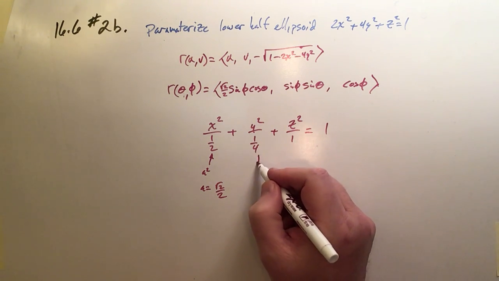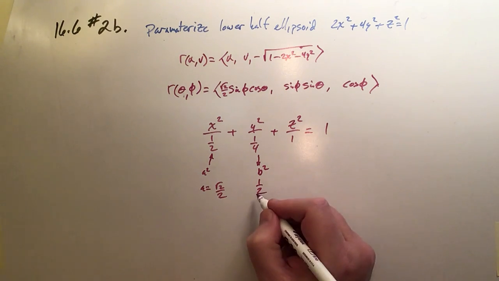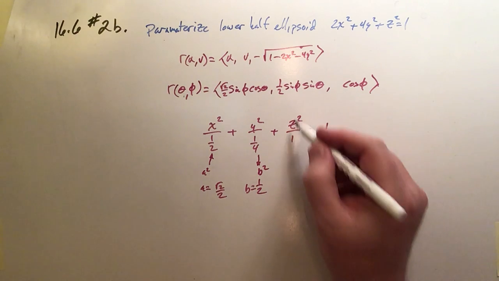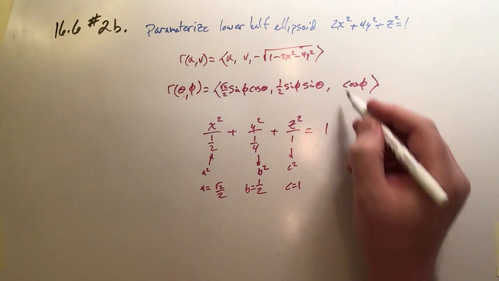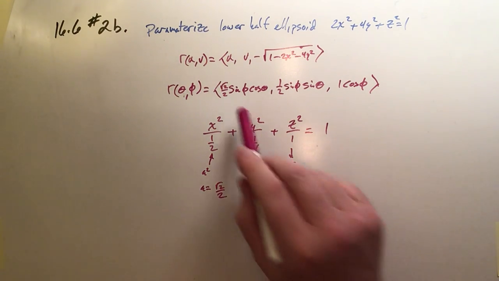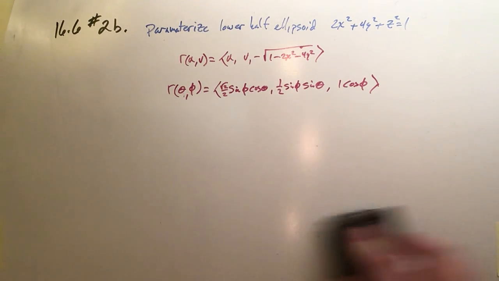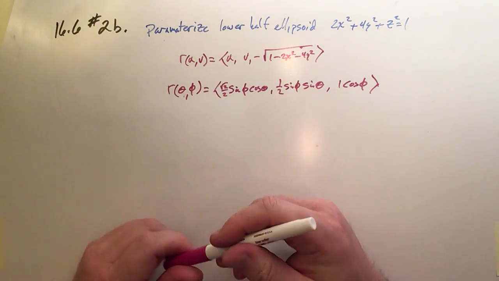Let's do the same thing for y. Of course, this is b squared, so that makes b equal to 1/2, and that's the coefficient here, 1/2. And then finally, this is c squared. c squared is 1, so c is 1, and that would be the coefficient here. And in order to see that this really does indeed replicate this function as a parametric, the easiest way is just to plug the components in. So let's plug those into here and see what we get.